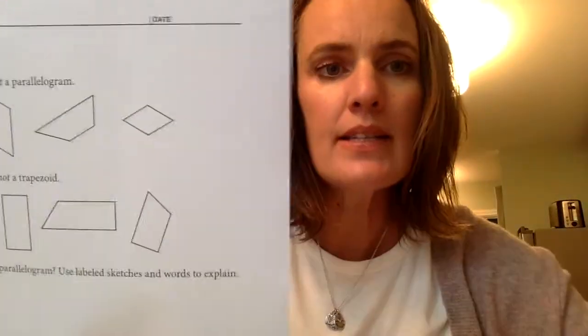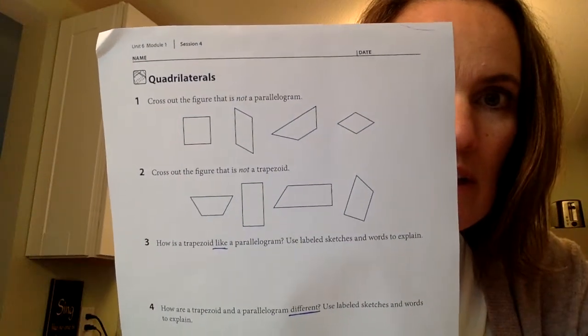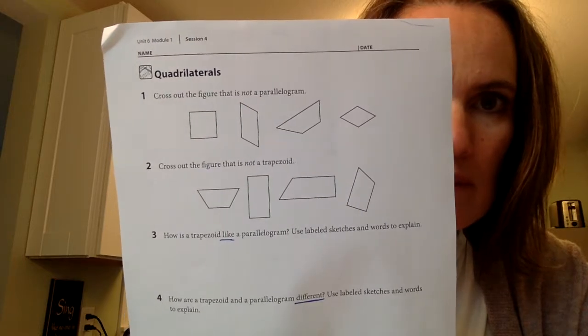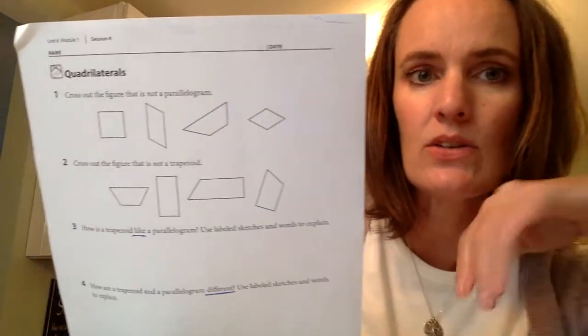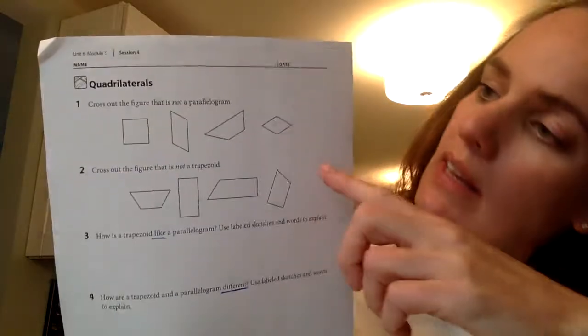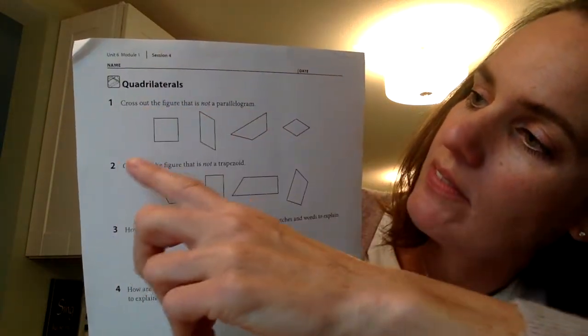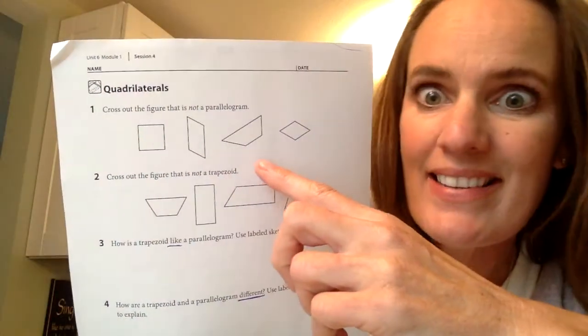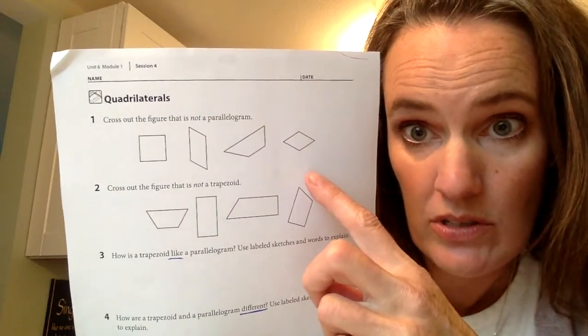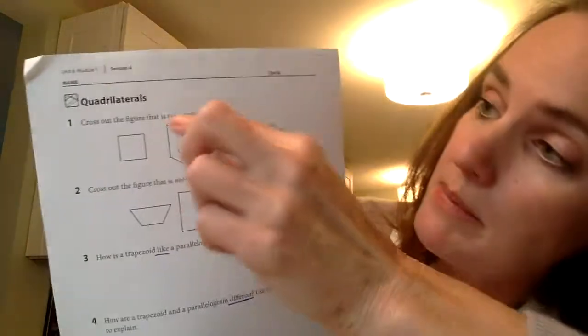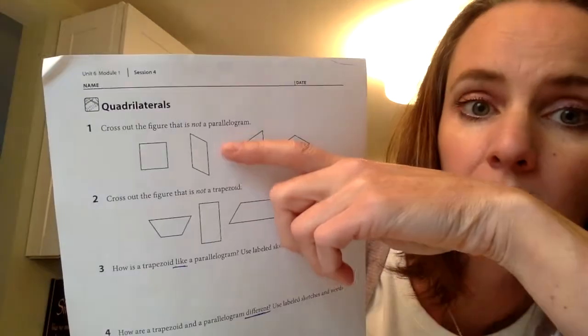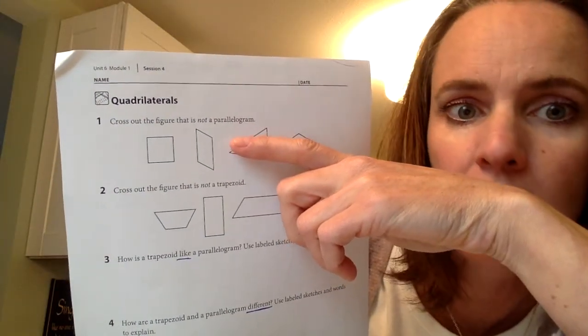All right, so when you look at this worksheet, at the top it says, cross out the figure that is not a parallelogram. What? I thought you just told me it was a quadrilateral. Wow. How many sides do all of these shapes at the top have? Yes, 4. So they're quadrilaterals. But some of them are also parallelograms. We'll talk about that in just a sec.